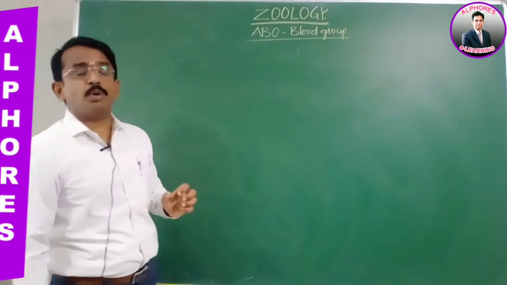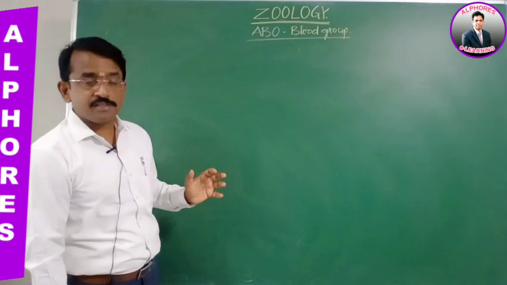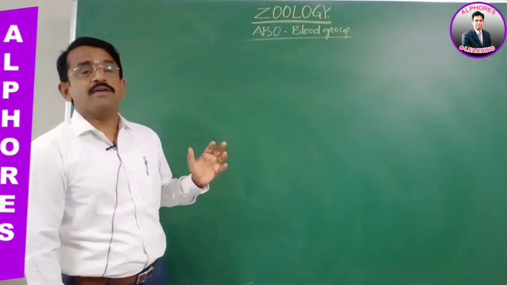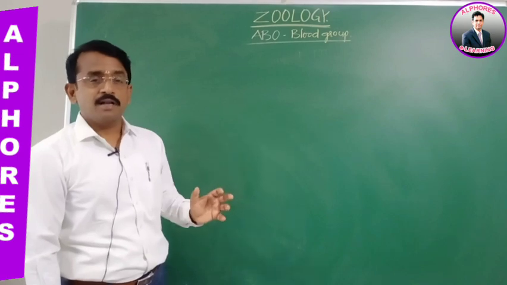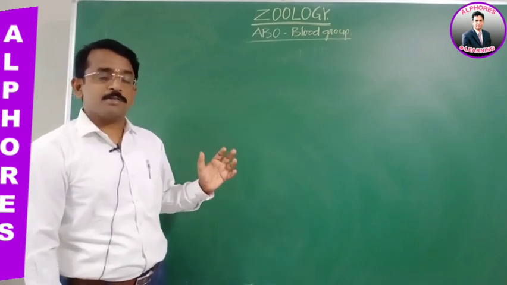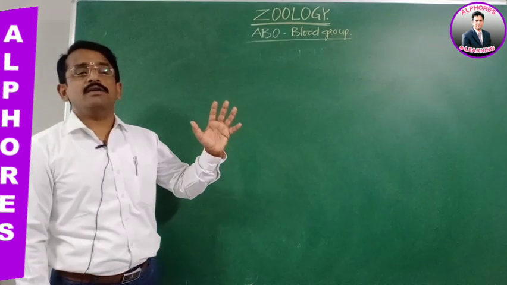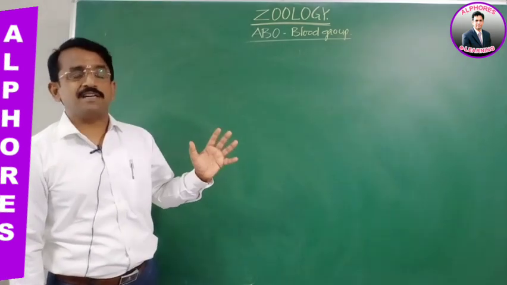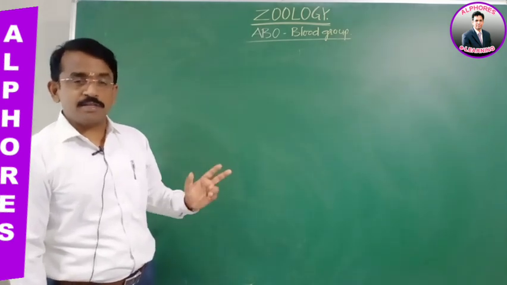By this we come to know a blood group is determined by its antigen, which is synthesized by the IA and IB alleles. I is the gene that determines it. IA synthesizes the A antigen. IB synthesizes the B antigen. But IO, or i recessive, does not synthesize any antigen. So two antigens are there.